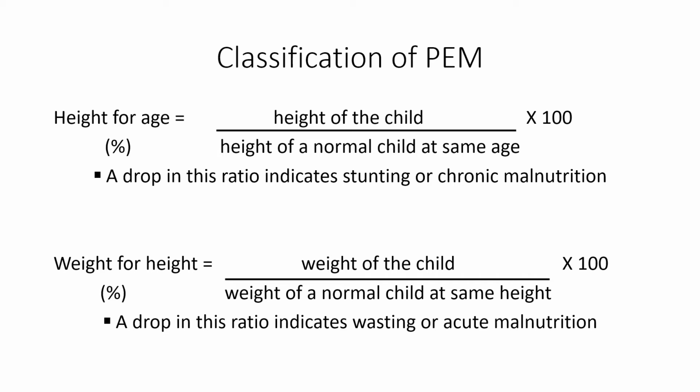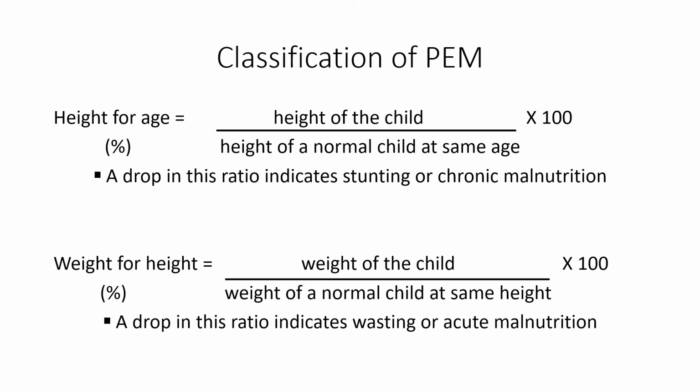Height for age percentage is got by the formula of height of the child divided by height of the normal child at the same age, multiplied by 100. So again, by comparing the height of the child to the normal expected norms of a child at the same age, you get a height for age of the child. A drop in this ratio, like I said, indicates stunting or chronic malnutrition.